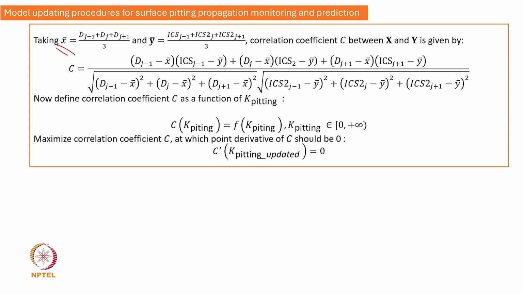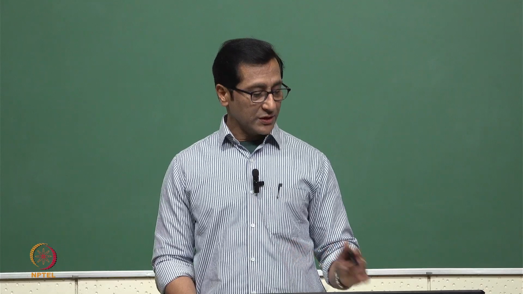What they took is three data points, d j minus 1, d j, d j plus 1, as x coordinates, and this is what they measured. And then, sorry, these are vibration signals, ICS2, in this case also it will be ICS2, j minus 1, j and j plus 1. So they were taking a reading, and then this is a Pearson constant. And then this regression, they were trying to analyze and differentiate till we get this constant as almost equal to 1. So this is what they mentioned, that correlation coefficient C as a function of K pitting, and if K pitting is the same value, then there is no issue. But if it is a different value, then you need to optimize it.